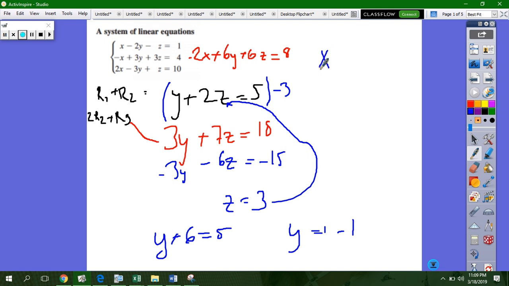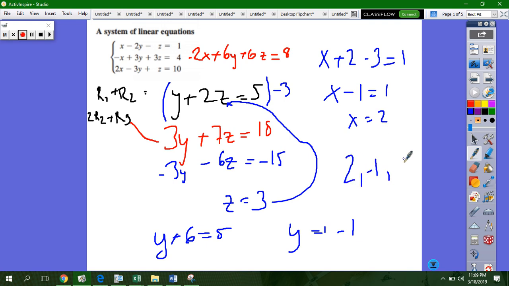So x minus 2 times negative 1 is plus 2, minus z, which is 3, equals 1. So therefore x minus 1 equals 1. So x equals 2. So my coordinate is 2, negative 1, and 3. I could go back and plug it into any of those equations and it should work.